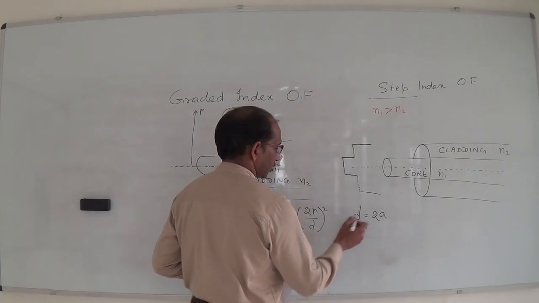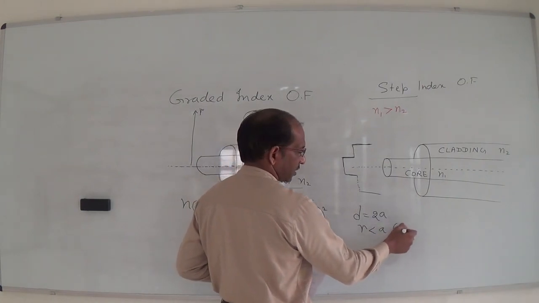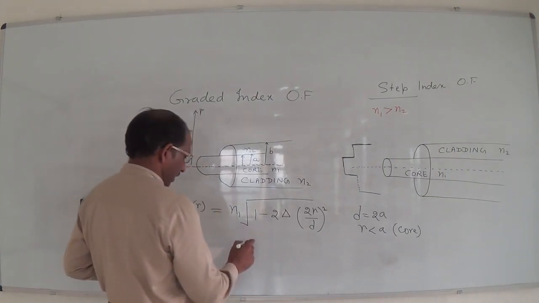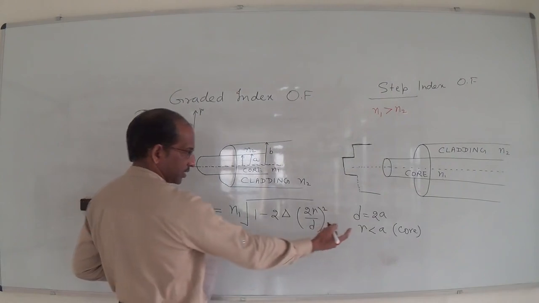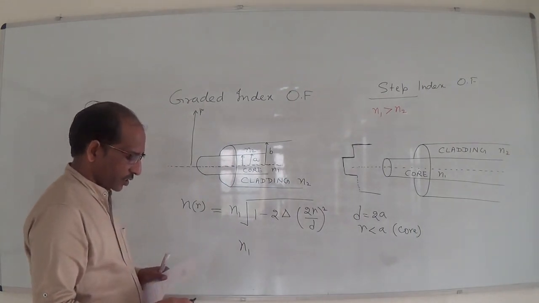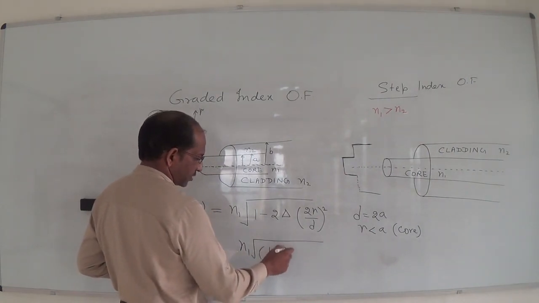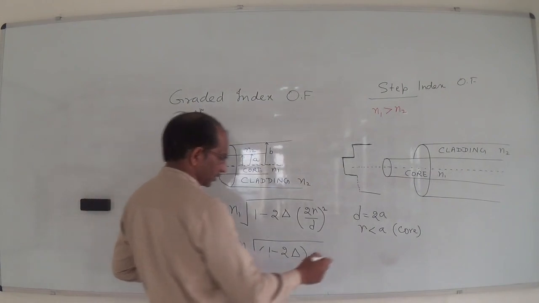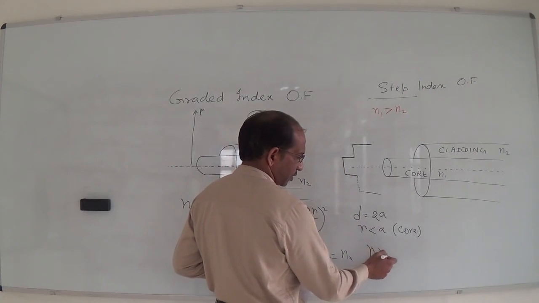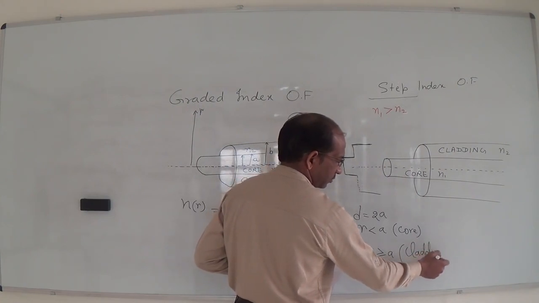D is the diameter of the core and a is the radius. When the radial distance r is less than a, that means we are defining the refractive index of the core. And when r is greater than a, it means we are defining the refractive index of the cladding. So n1 square root of 1 minus 2 delta is equal to N2, and here r is equal to or greater than a. That means we have defined the refractive index of the cladding.